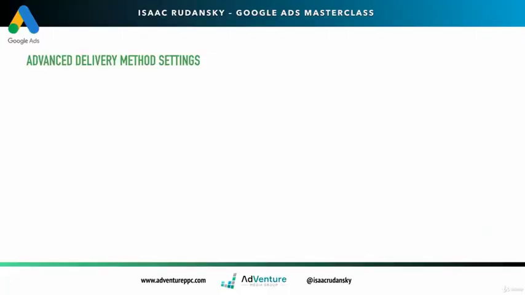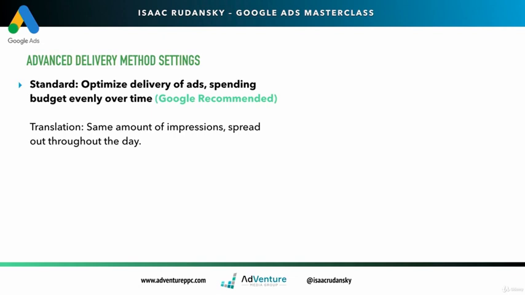So, advanced delivery method. When you choose standard as an option, you're optimizing the delivery of your ads, spending budget evenly over time. That's what Google recommends. The translation of that is the same amount of impressions spread out throughout the day. So here's a visual representation of what that looks like.